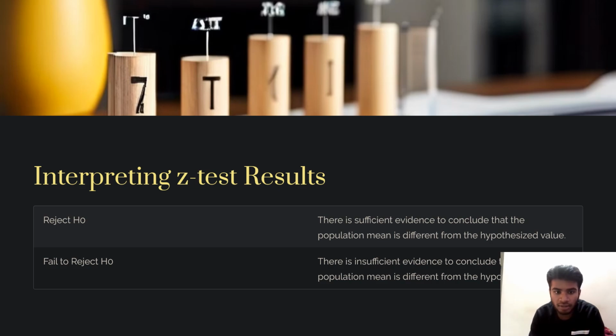Interpreting Z test results. Reject H0. There is sufficient evidence to conclude that the population mean is different from the hypothesized value. Fail to reject H0. There is insufficient evidence to conclude that the population mean is different from the hypothesized value.